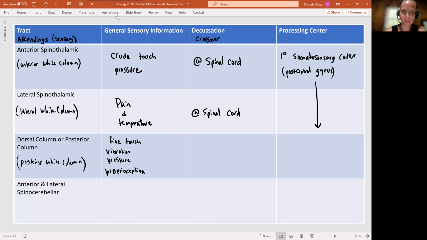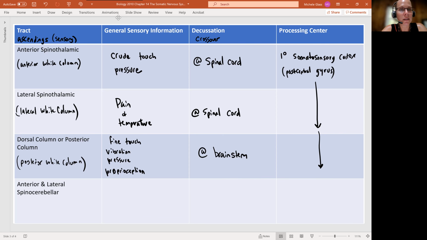Okay. Now this one is going to come in, go ahead and travel straight up, and then the crossover is going to take place at the brainstem level. So the information comes in, immediately ascends or travels up, and then crosses over at the brainstem, and it's also going to be processed at the primary somatosensory cortex. So we're seeing a pattern where that's the primary location for processing sensory information from our body. Remember, body is talking about like skin, muscle, bone.